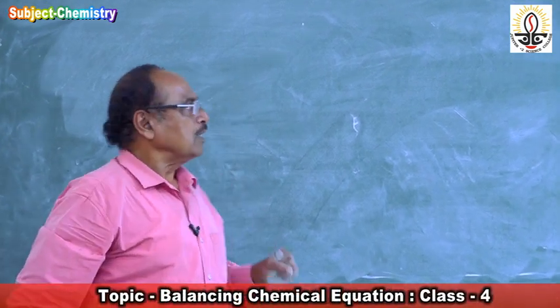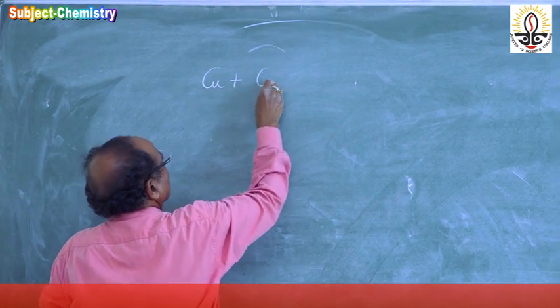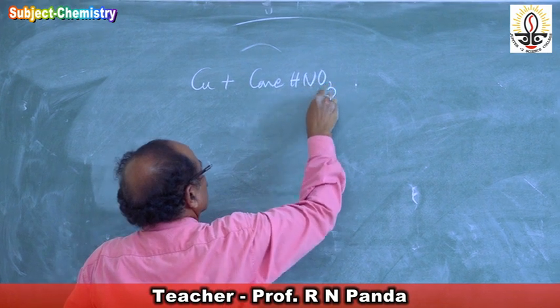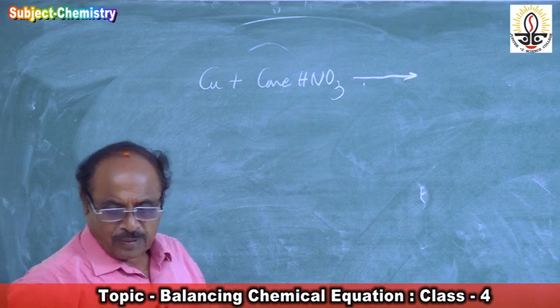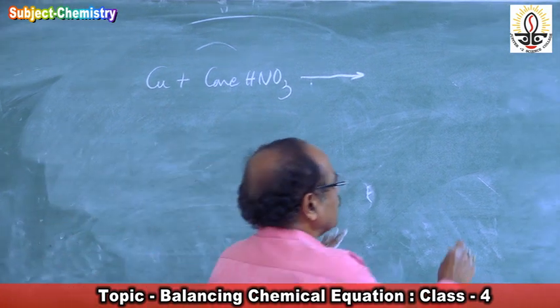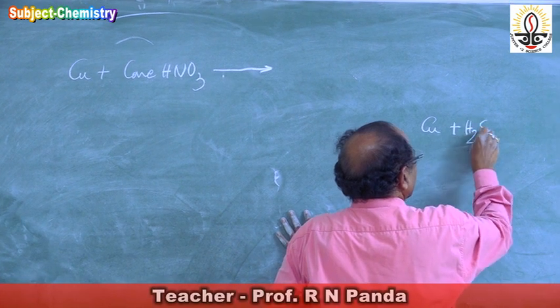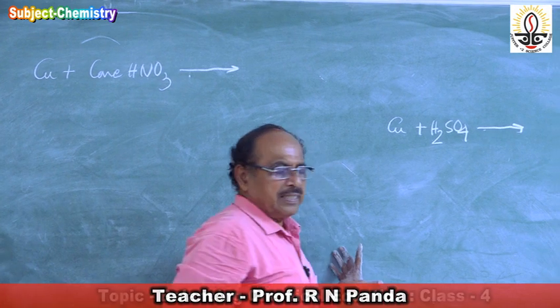So I am doing now how the copper will react with concentrated nitric acid. I will show you the reaction. Now I will show you first copper plus sulfuric acid. Let me show you. I have copper with me. I have sulfuric acid with me.